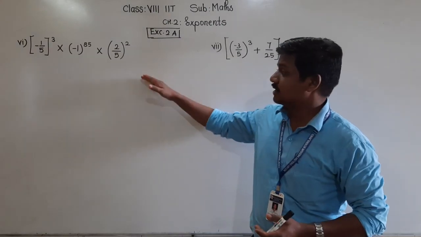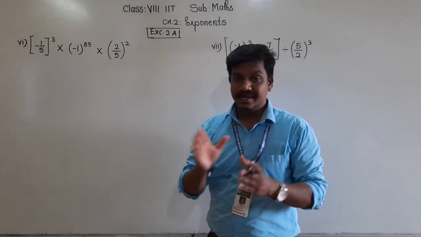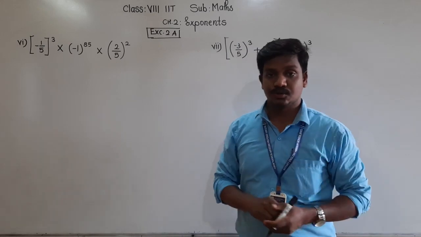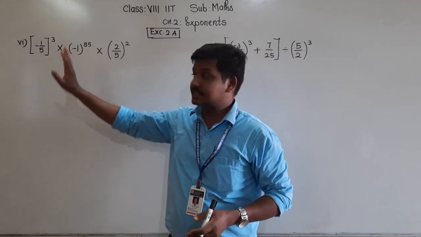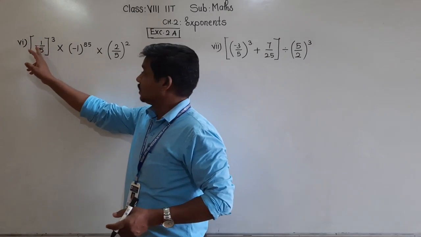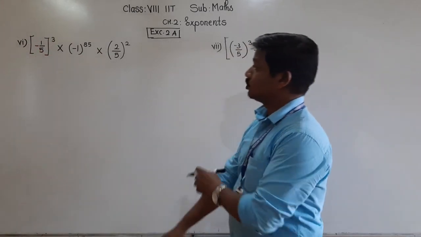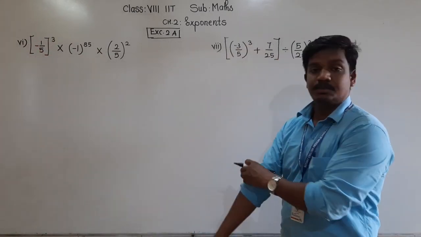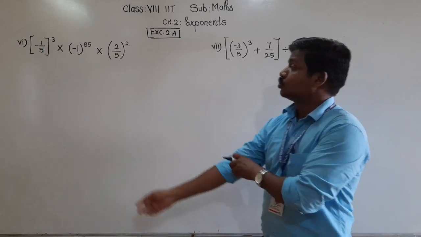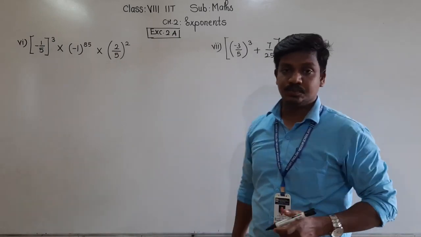See now example number 6. Remember example number 4 and 5, you have to solve. Okay. Example number 6: (minus 1 by 5) raised to the power 3 into (minus 1) raised to the power 85 into (2 by 5) raised to 2.